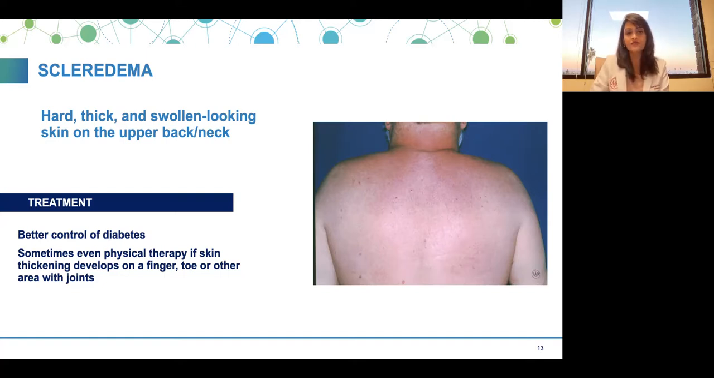And then sometimes the thickening of the skin can happen on the fingers or on the toes, or involve the skin over a joint. If that's the case, sometimes it can affect the mobility of the area, and then physical therapy might be needed in that case.